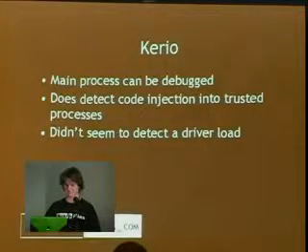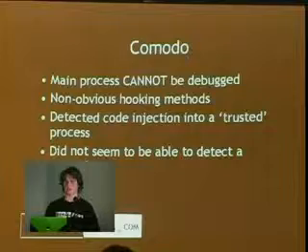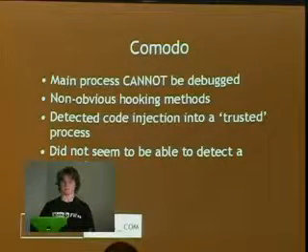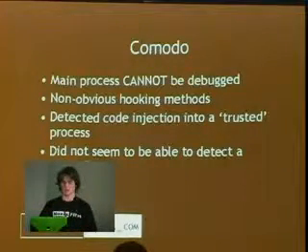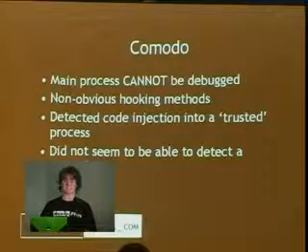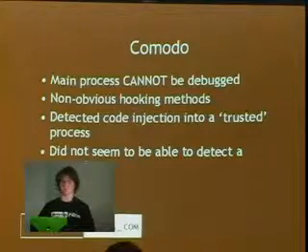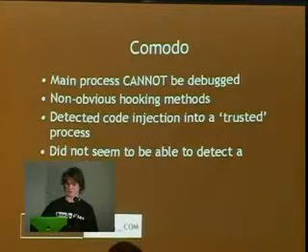Another firewall that I evaluated was Comodo. The main process cannot be debugged, and it does have non-obvious hooking methods, which is a big plus for that. It also did detect code injection into a trusted process. But the killer here is it didn't seem to be able to detect a driver load, so we can still own it.